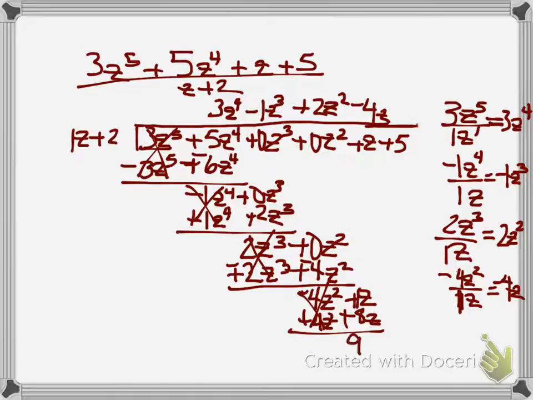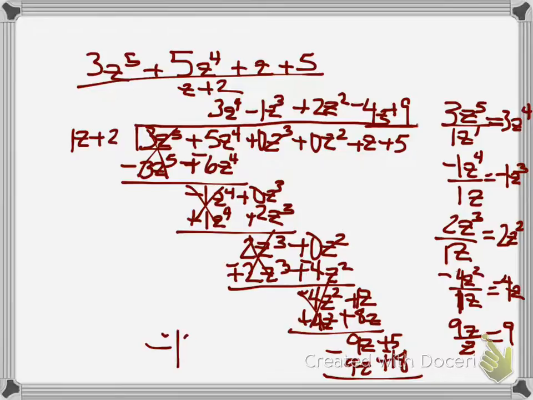1 plus 8 is 9z plus 5. Oh my goodness, I'm running out of space. I need space. Okay, 9z divided by z is just 9. So plus 9. 9 times 2 is 18. And 9 times z is 9z. Change my signs. And 5 minus 18 gives me negative 13. Sorry, I ran out of space, so I'm writing it over here. That's my remainder.